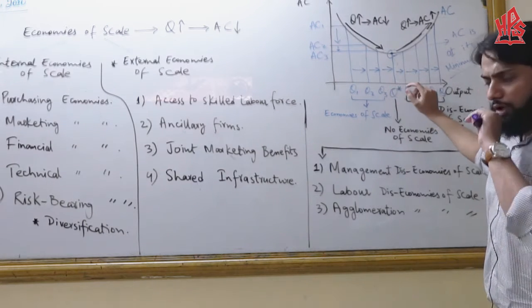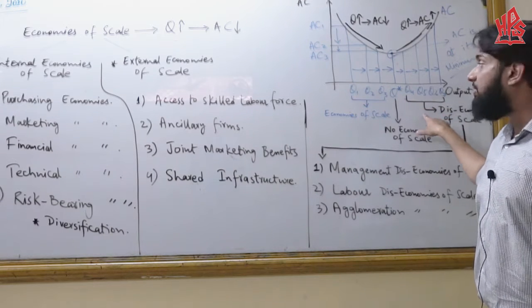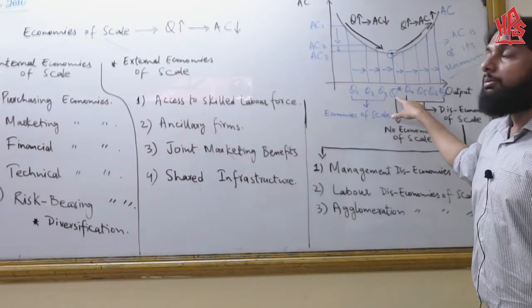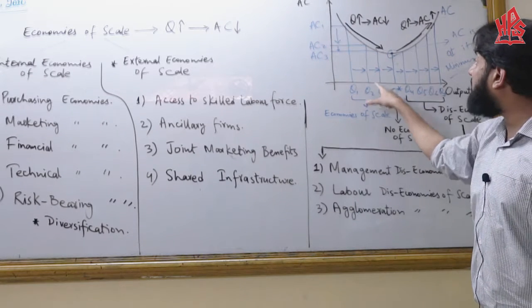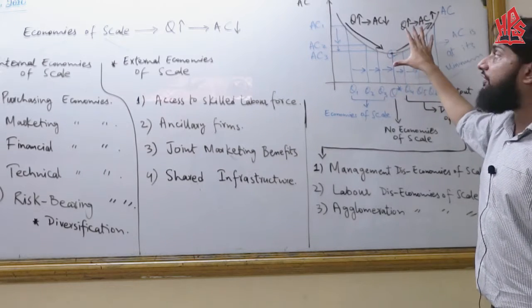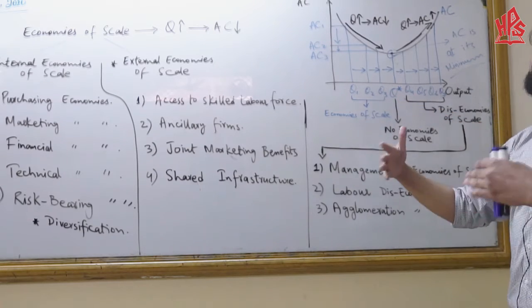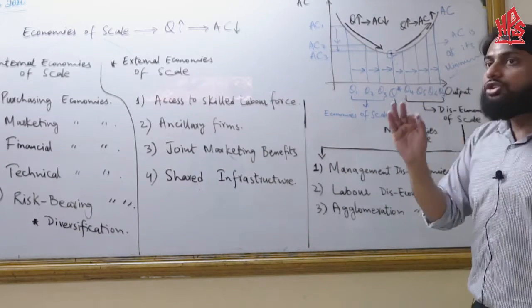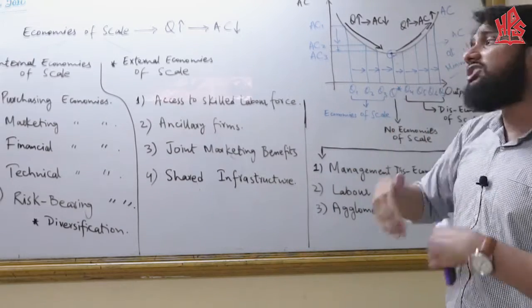If we move forward from Q star, our cost of production increases. If we move backward from Q star, our cost of production is relatively higher than at this point. This is the only point of average cost where, if we produce the Q star quantity, let's suppose 100 units, our average cost of production will be at its minimum.